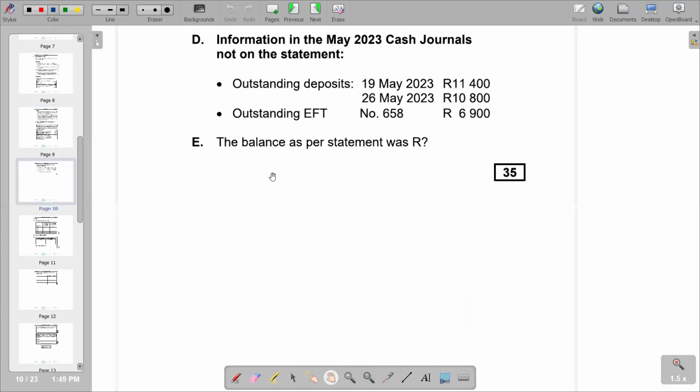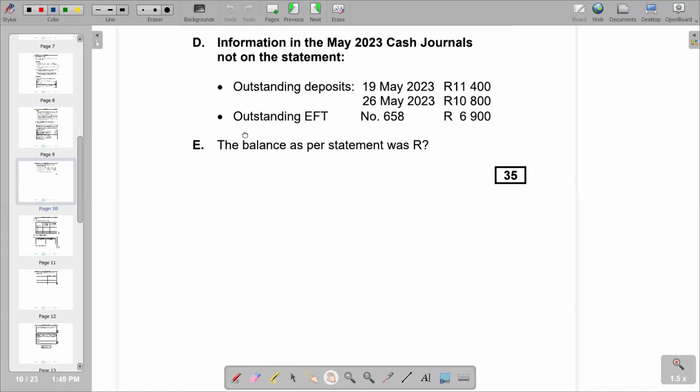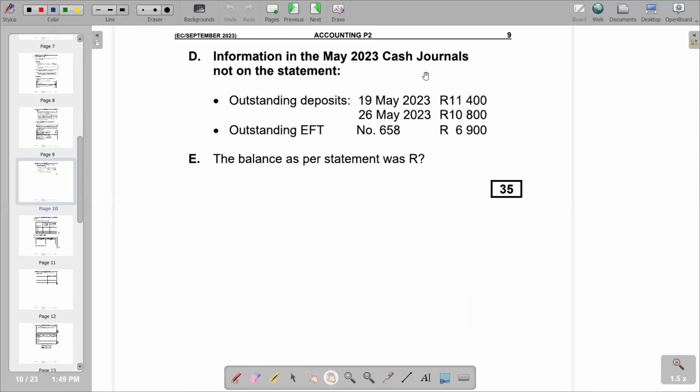Then proceeding with our question, we are now given information D, which is information in the May 2023 cash journals, not on the statement. So this one is not on the statement, so we need to correct it in the statement. Then on the last part, which is E, the balance on the bank statement was R. So it means the opening balance that we're going to start with in the bank reconciliation statement is not given, so it automatically means we're going to find it as a balancing figure.